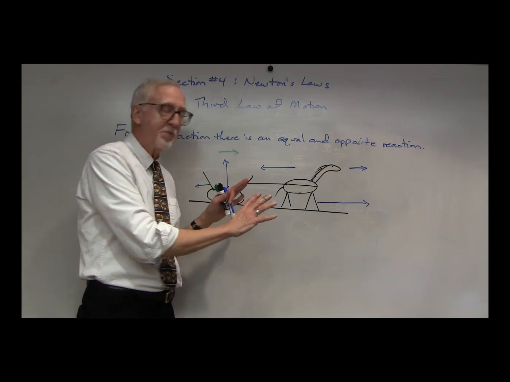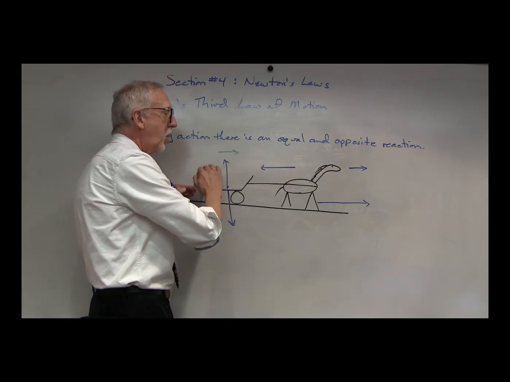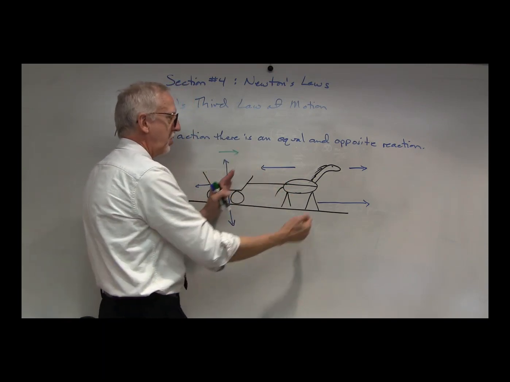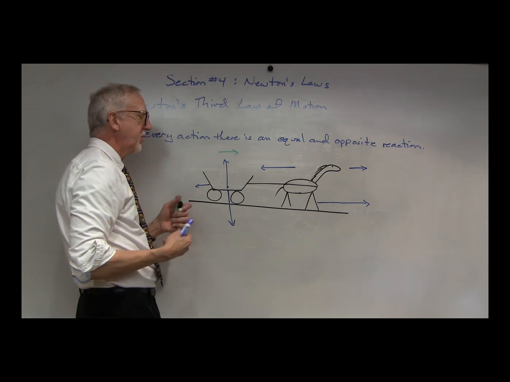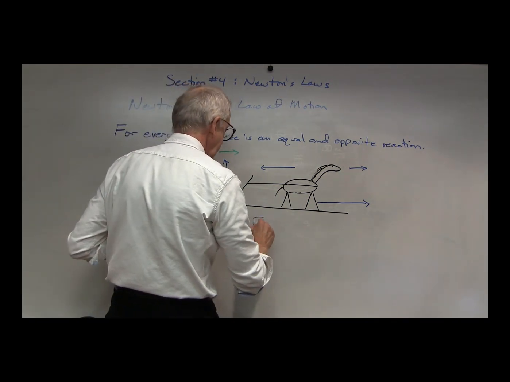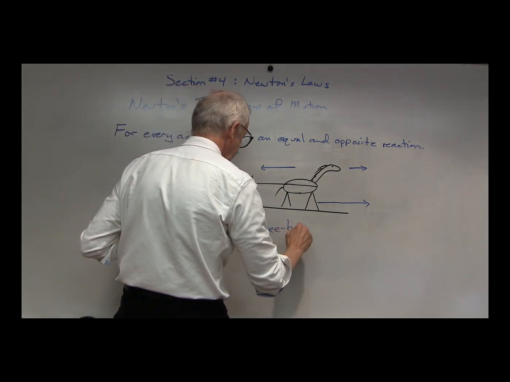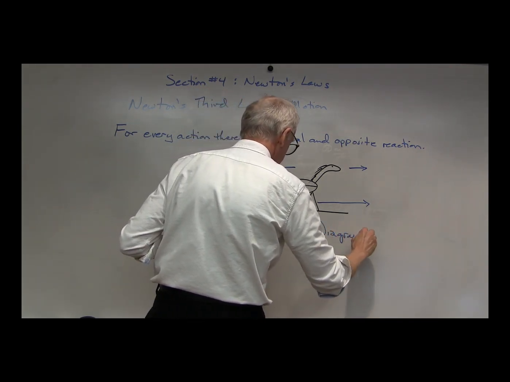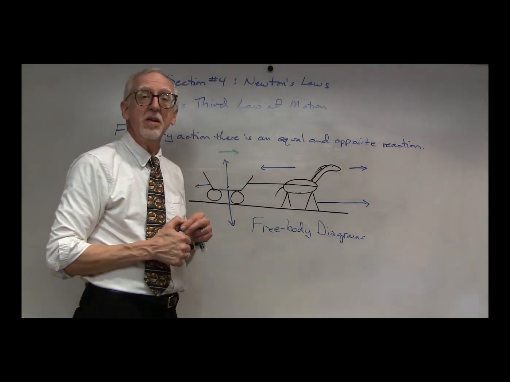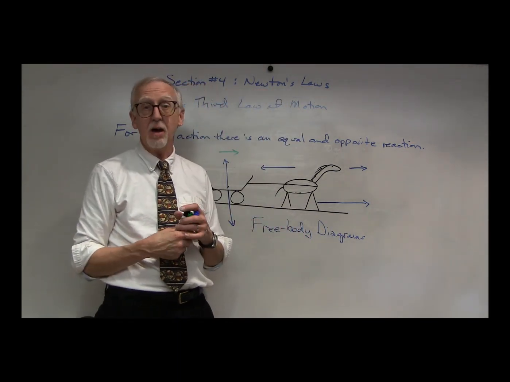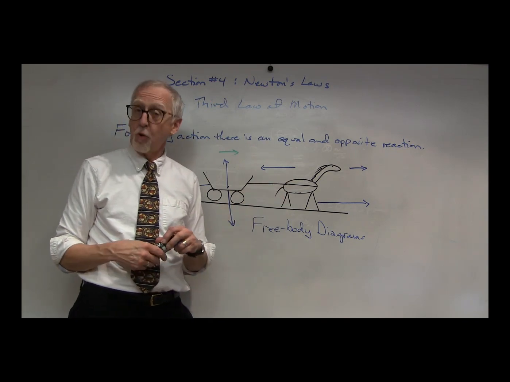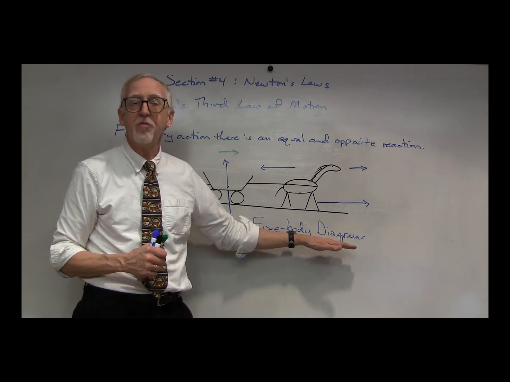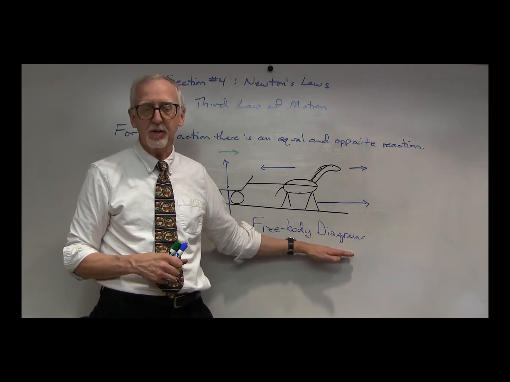These types of diagrams that involve all of the forces acting on an object, or all of the forces acting on another object, are called free body diagrams. A free body diagram is the kind of diagram that we'll be drawing now anytime we've got force problems. We'll draw in the object and then we'll draw in all of the forces that are acting on the object. Great.